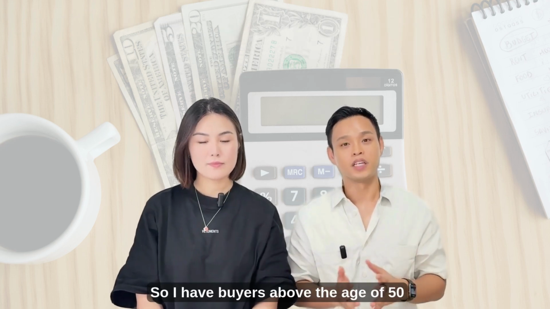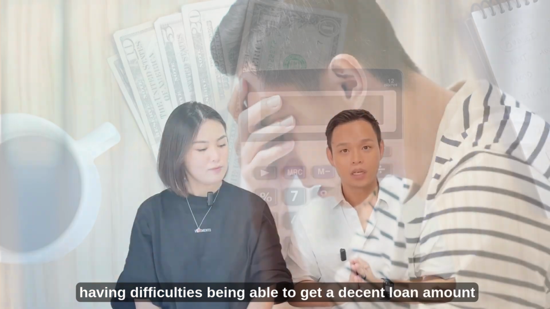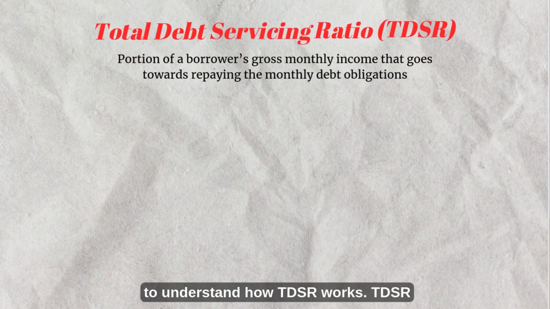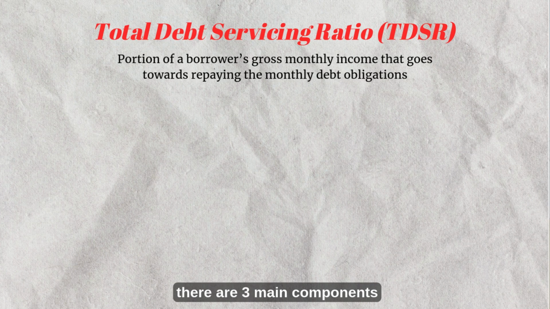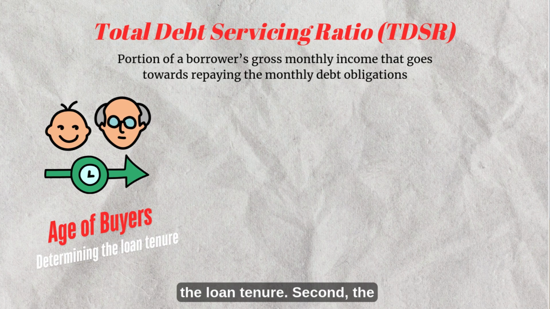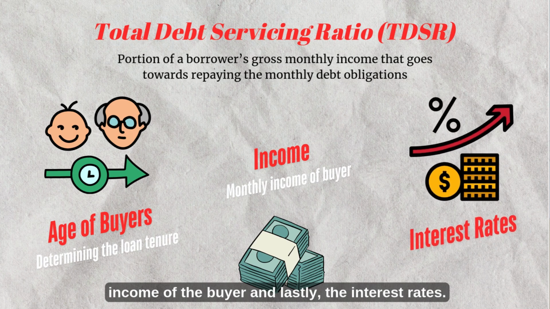I have buyers above the age of 50 having difficulties being able to get a decent loan amount. Now before I move on to the example, we first need to understand how TDSR works. So TDSR, there are three main components. First, the age of the buyer, which will determine the loan tenure. Second, the income of the buyer. And lastly, the interest rate.